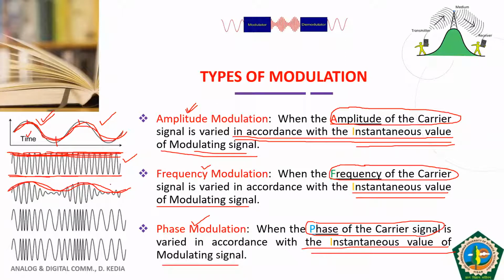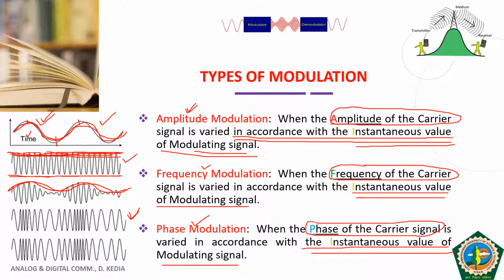So this is the meaning: we are changing the amplitude of the carrier in accordance with the instantaneous value of the modulating signal. This is amplitude modulation. Now see, in the second last figure, this is frequency modulation.